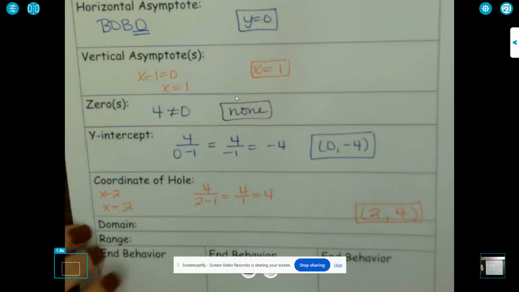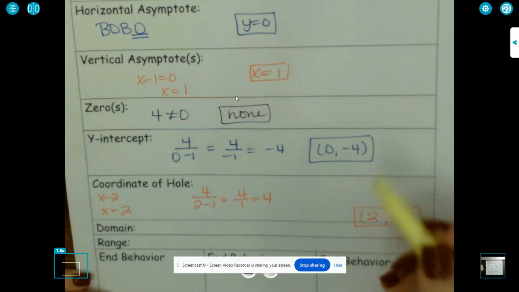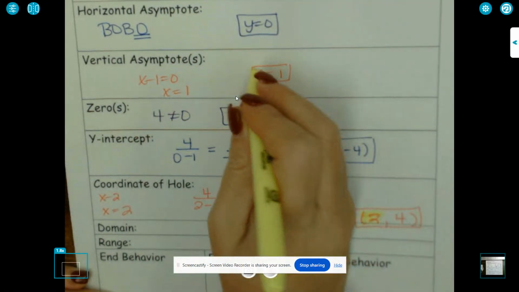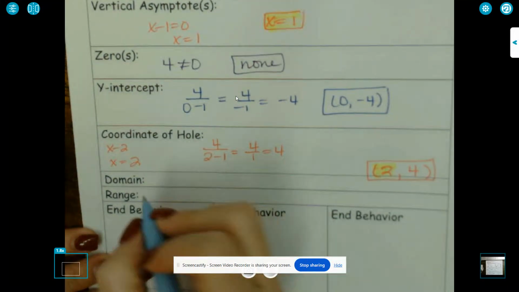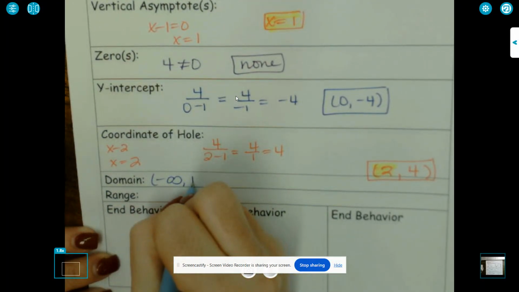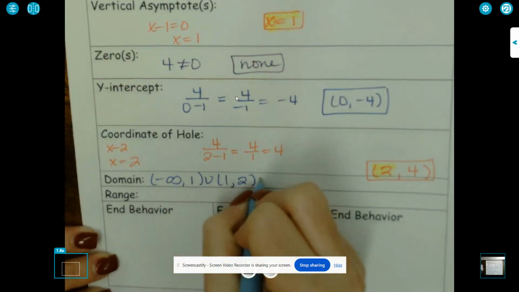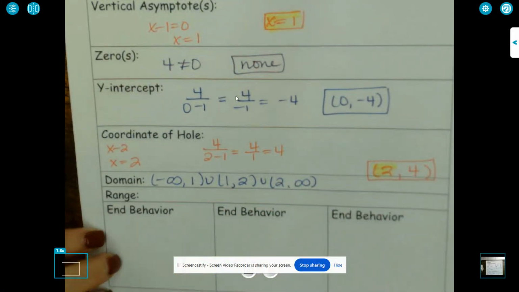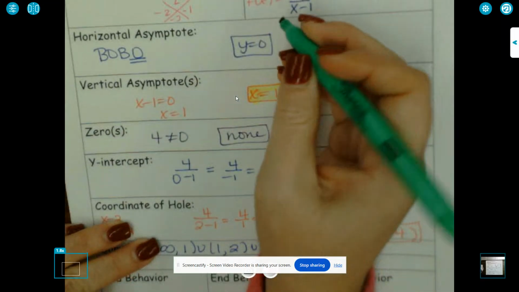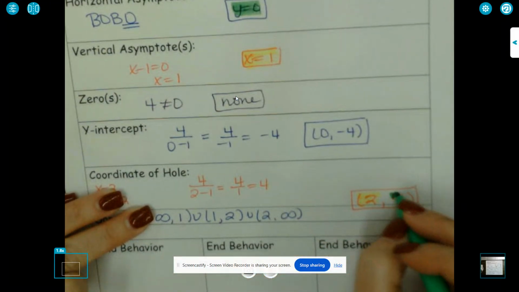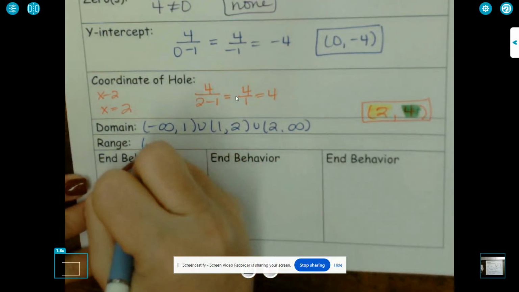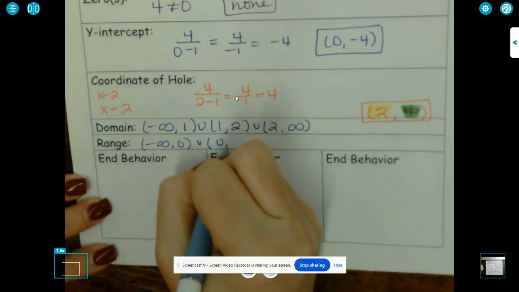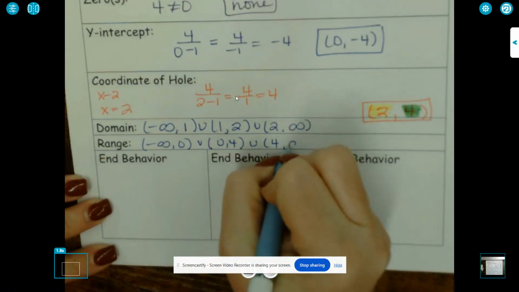Now let's talk again about all the x's we cannot have. x can't be 2, and x can't be 1. So that makes our domain negative infinity up to 1, union 1 to 2, union 2 to infinity. And then our y can't be 0, and y can't be 4. So the range is negative infinity up to 0, 0 to 4, and 4 to infinity.